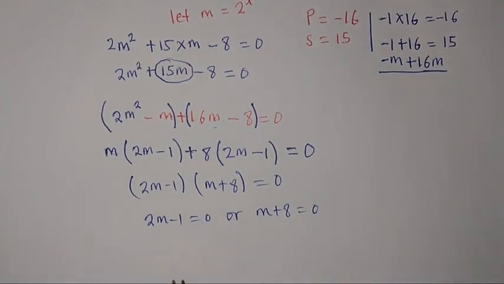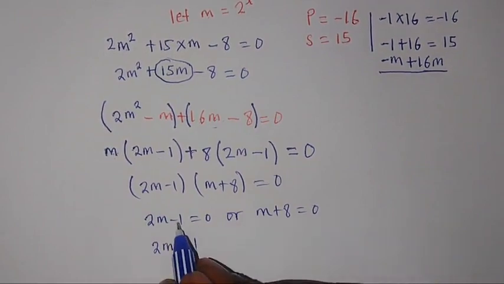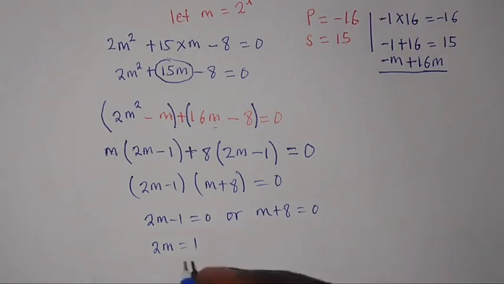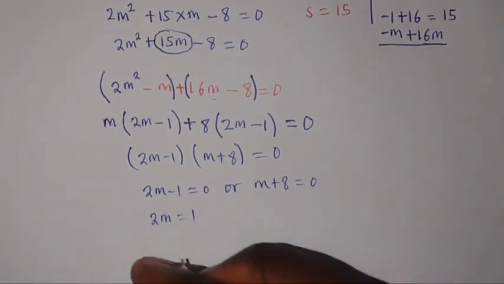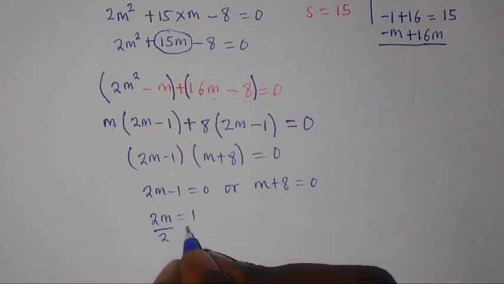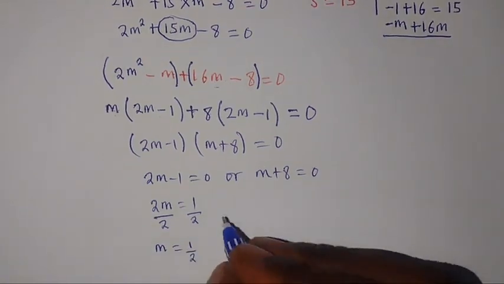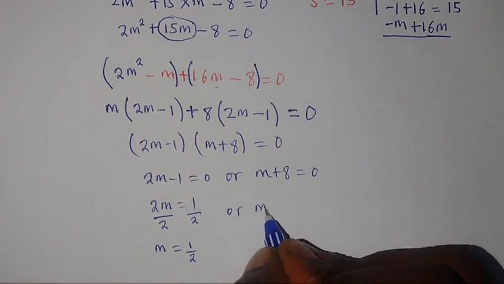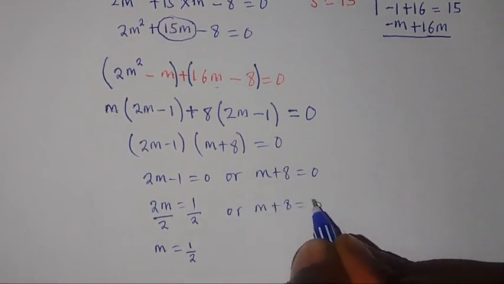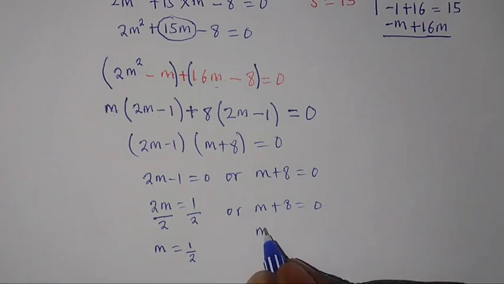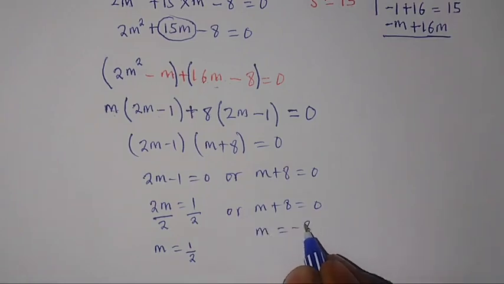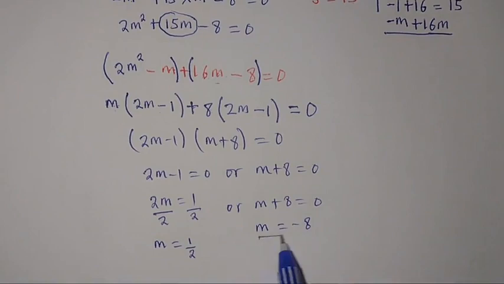So we want to find the value of m. So we're going to say 2m is equal to 1. This negative 1 has gone where 0 is. Okay, so we can now work it out. We divide by 2, divide by 2. m is equal to what? Half. So this is the value of m. Or m plus 8 equal to 0, this one, so I can say m is equal to negative 8. So this is the other value of m.